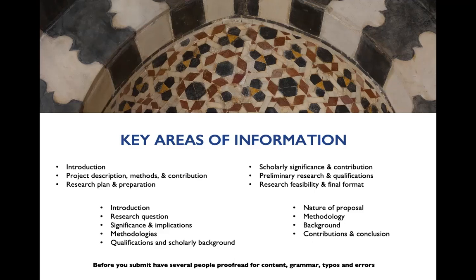A few others include introduction to dissertation research, previous scholarship, methodology, timeline for research. Another, overview, the project and significance to the field, background, research completed and yet to be completed, timeline of research and chapter outline. And finally, nature of proposal, methodology, background, contributions and conclusion. You can see the common thread throughout all these approaches to organizing the proposal.